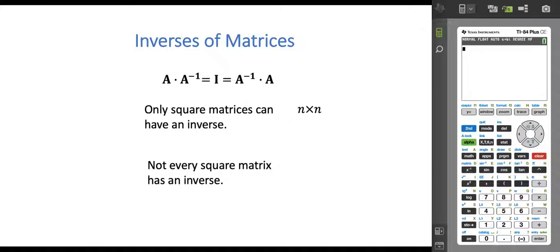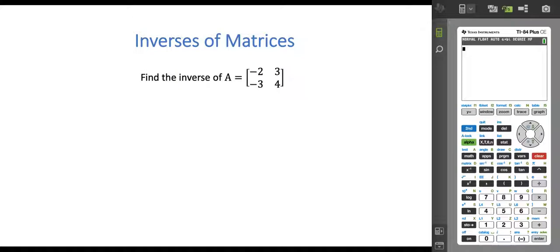Okay, so what we want to do is talk about how we find the inverse of a matrix. So we have this matrix A, which we're going to define as [-2, 3; -3, 4], and we want to find the inverse of the matrix. Here's an overview of what we're going to do, and on the next screen, you'll see how I have it worked out.